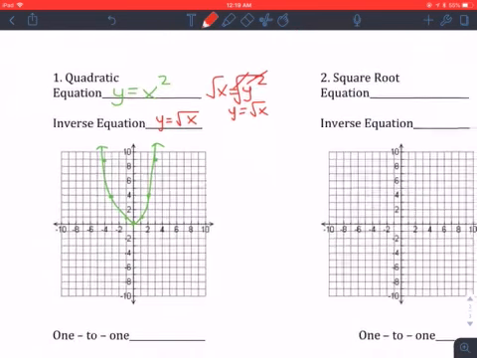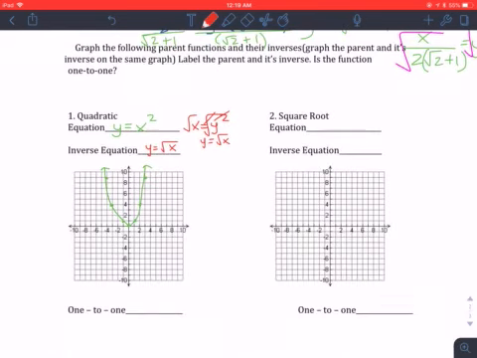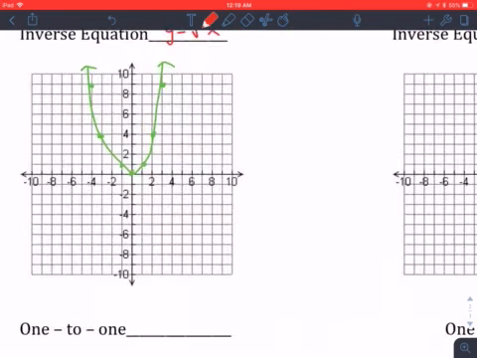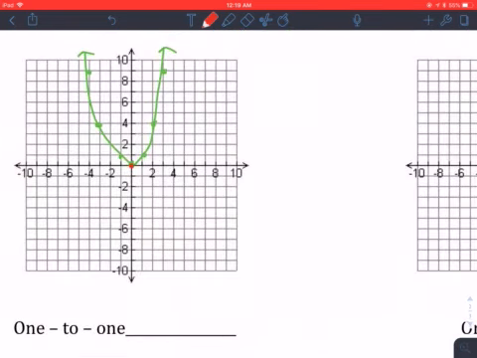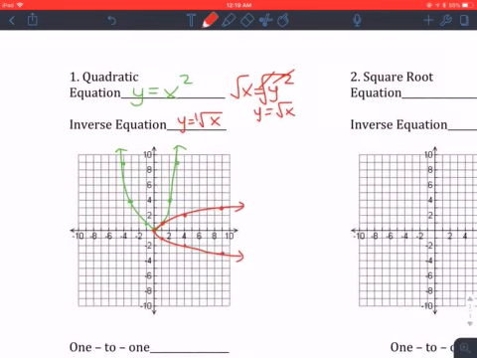Alright, now if we were just going to graph it based off the points themselves, we would graph the points (0, 0), (1, 1), (1, -1), (4, 2), (4, -2), (9, 3), (9, -3). This would be our inverse. So this is actually including the positive and negative square root of x.